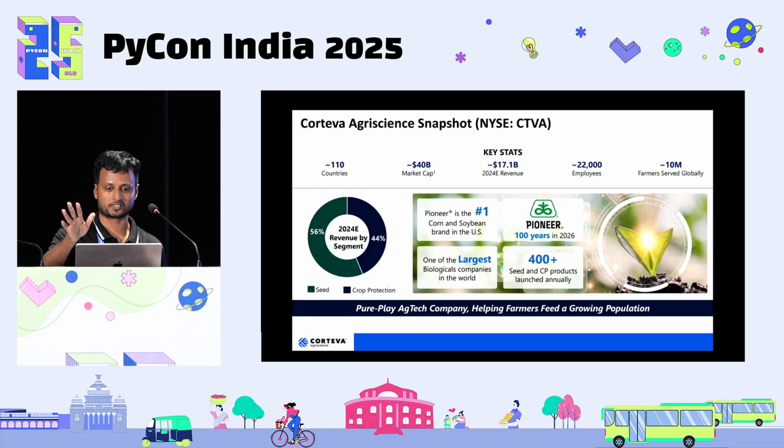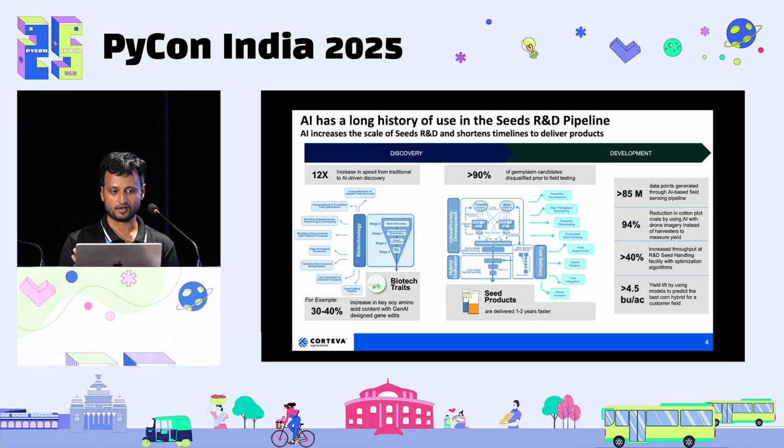Now, this slide just explains about Kotava. It basically tells you that Kotava is a big pure play agriculture company with presence all over the world, with a lot of revenue and good market cap. Now, I want to take an example and explain how AI is impacting a science-based company like agriculture.